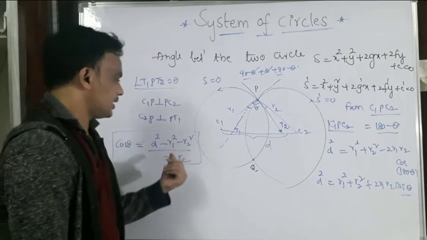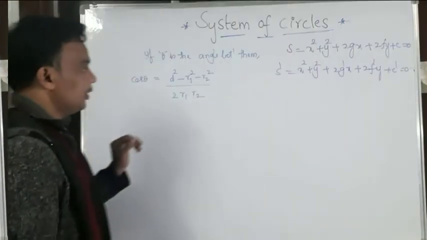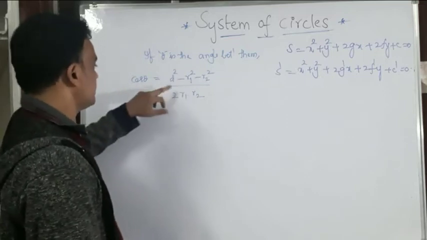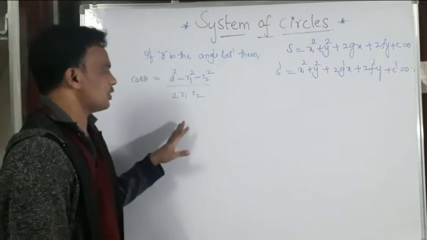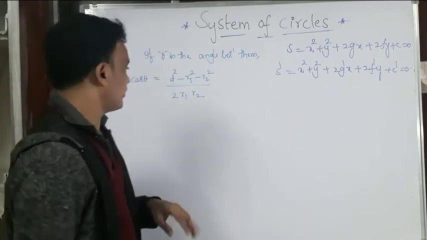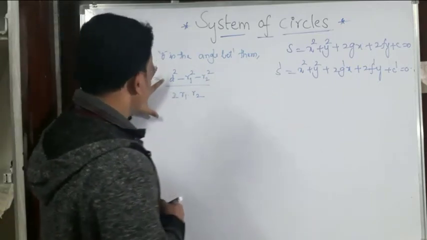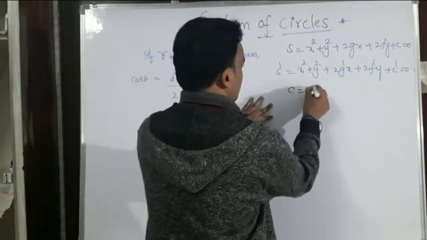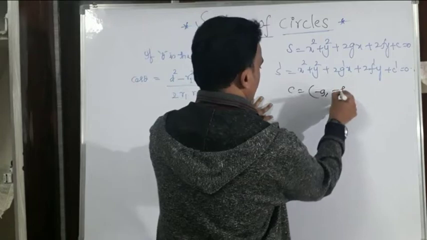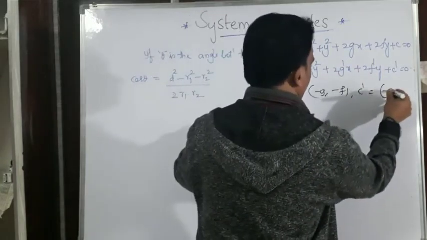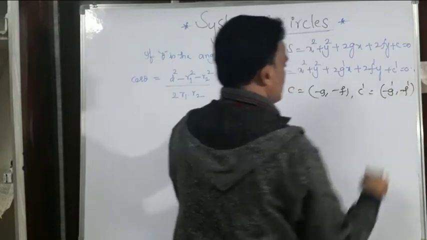Let us discuss some cases. The angle between the two circles is theta, then cos theta equals (d square minus R1 square minus R2 square) by 2 R1 R2. The same thing we can represent in another way. D means the distance between the centers of the circles. C is (minus g, minus f), so the center of the second circle C dash is (minus g dash, minus f dash).